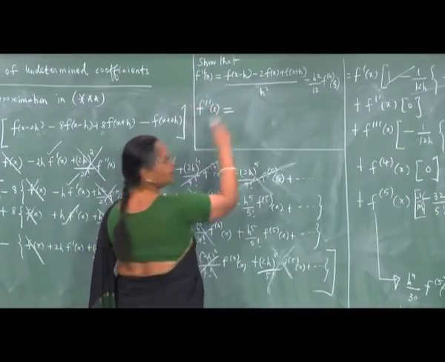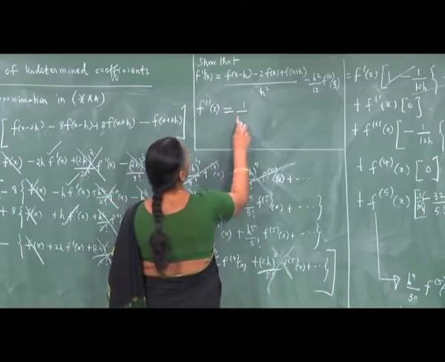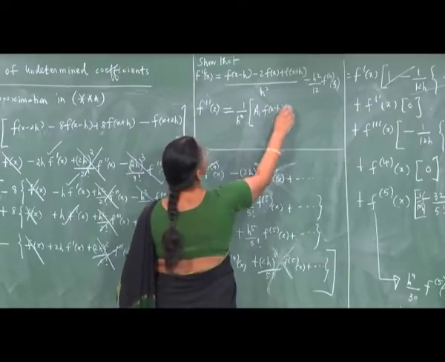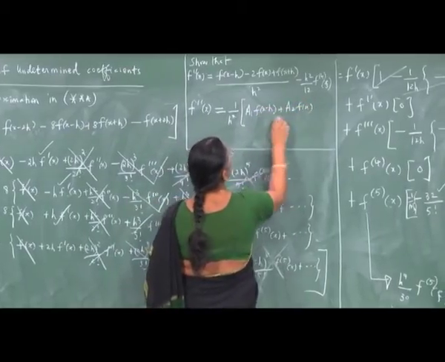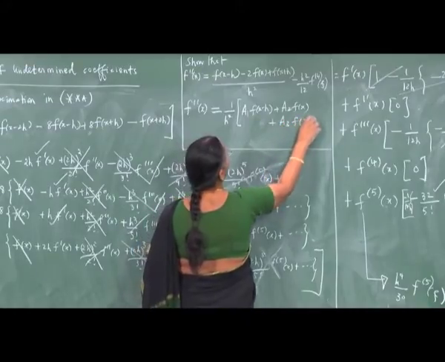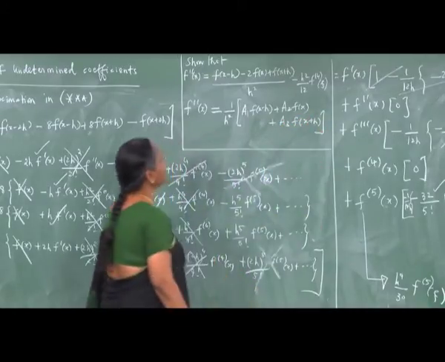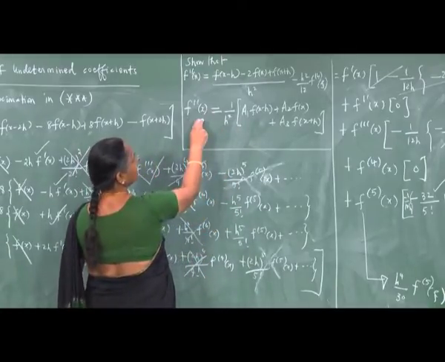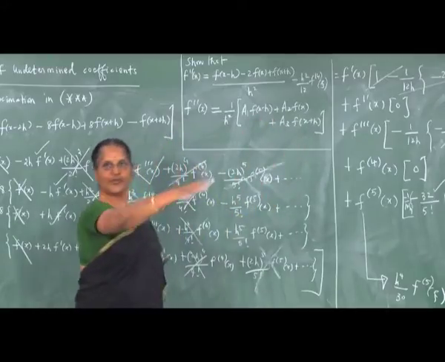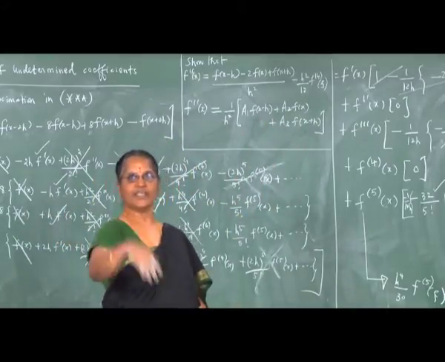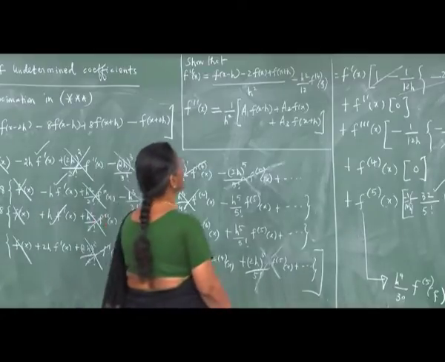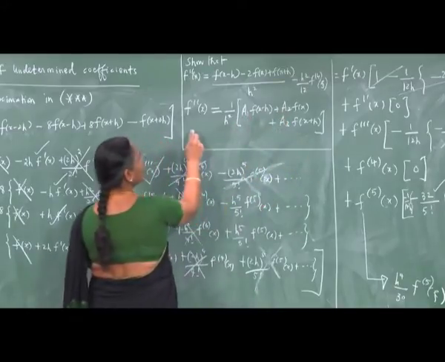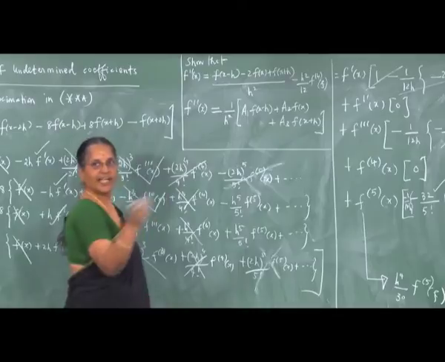You say that you propose a method which is of the form 1 by h square into a1 into f of x minus h plus a2 into f of x plus a3 into f of x plus h, which is again a central difference formula because it gives you the derivative at x in terms of the function values on either side of x along with the value at x. It is a central difference scheme. So, how will you determine a1, a2, a3? There are 3 constants. So, you require 3 conditions.